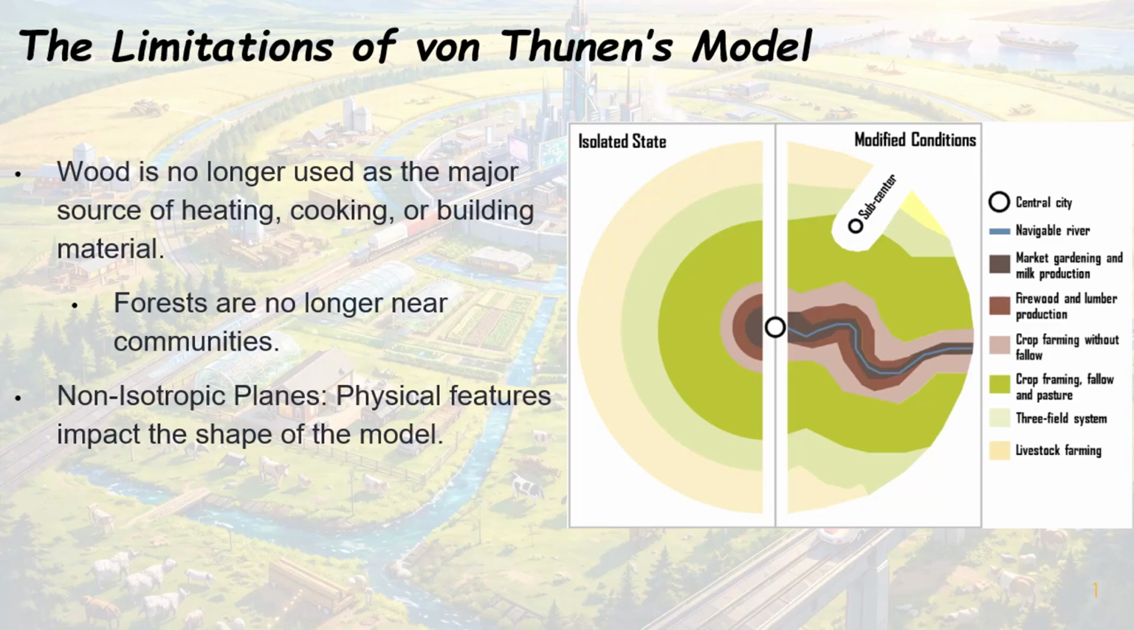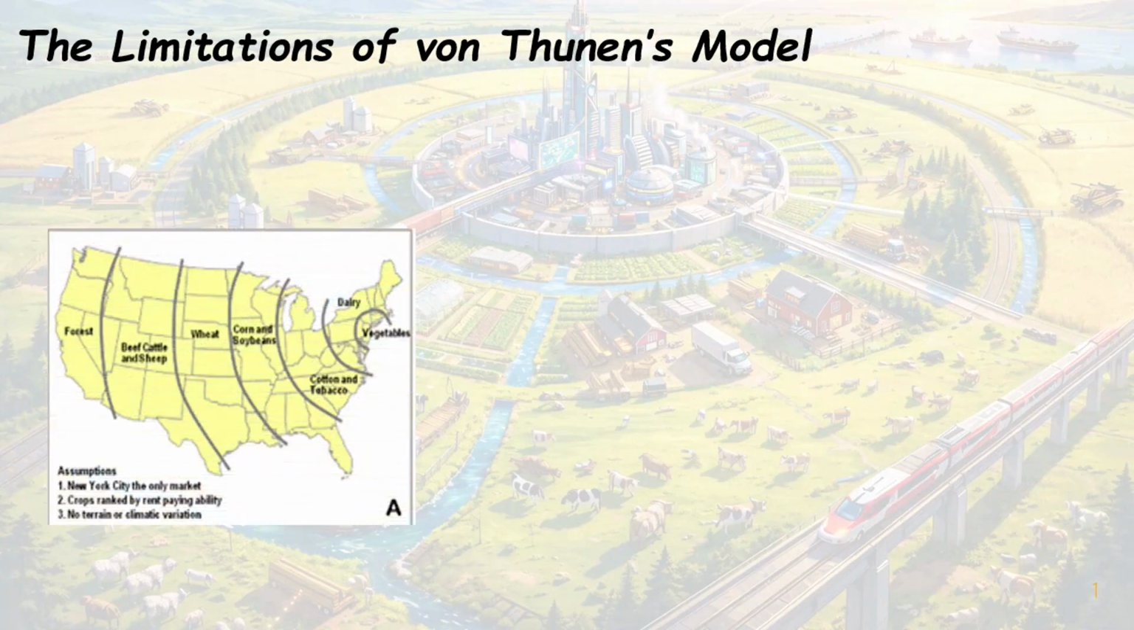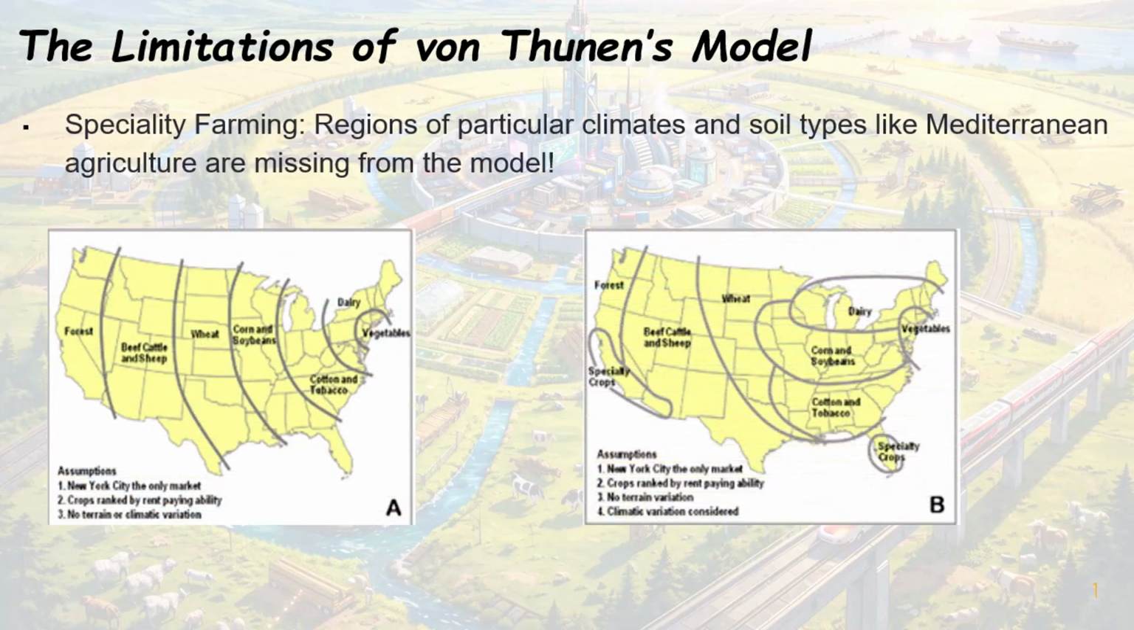So this limitation is basically saying the theory works as a simplified framework, but once you add modern energy sources and real-world physical geography, the clean ring pattern starts bending fast. Now in the next one, we zoom into how climate and specialty farming completely ignore those neat economic rings. Okay, this one is basically saying the environment said, I don't care about your perfect circles.